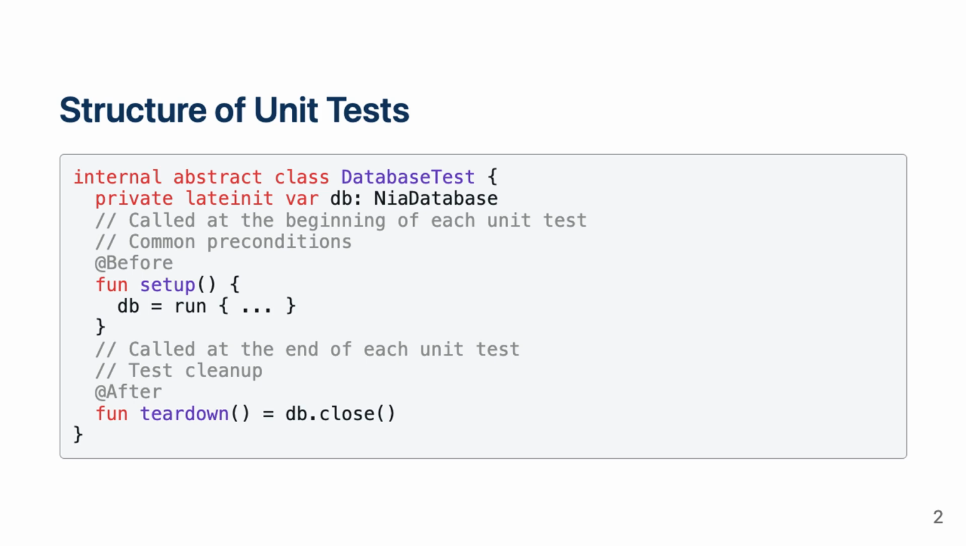In that after annotation, we implement the cleanup that is executed at the end of each unit test. Here, the database is closed. Common preconditions and cleanup for each test are implemented using these annotations.